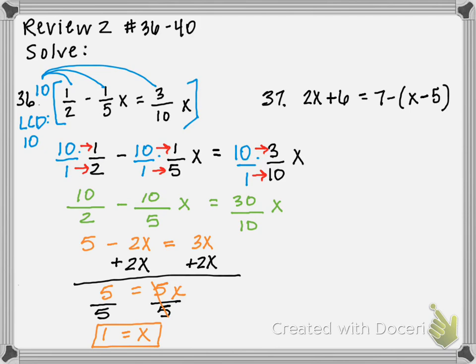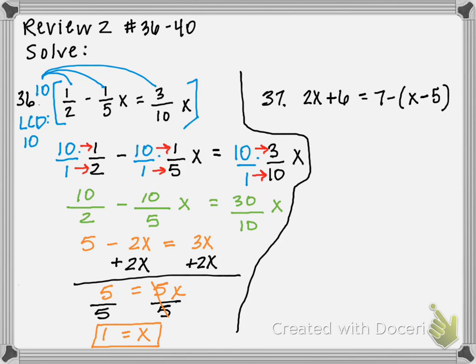Okay, so now looking at 37, I ran into my 37 problem a little bit here, so sorry about that. So if we take a look at 37, at least we don't have fractions, but we do have some simplification that needs to be done. So on the left-hand side, 2x plus 6, that can't be simplified any further. But on the right side, we have 7 minus x minus 5.